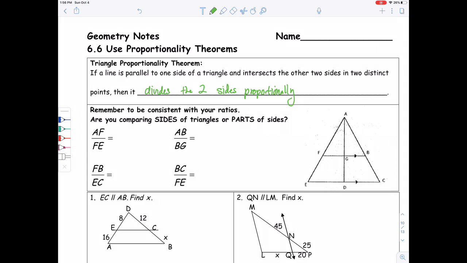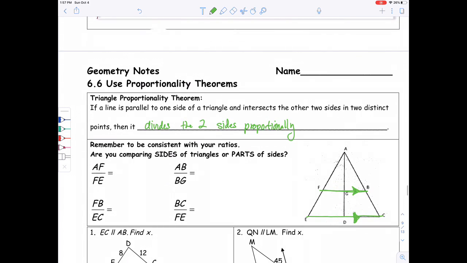So what this is basically saying is that if you have a line in the middle of our triangle, or somewhere inside the triangle, that is parallel to one of the sides of the triangle, you are creating proportional parts within this triangle. Okay. So we are going to be writing proportions of different parts or sides of the triangle based on what we're given. One thing to remember is that you need to be consistent with your ratios.